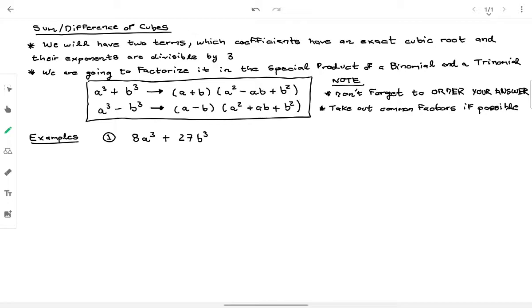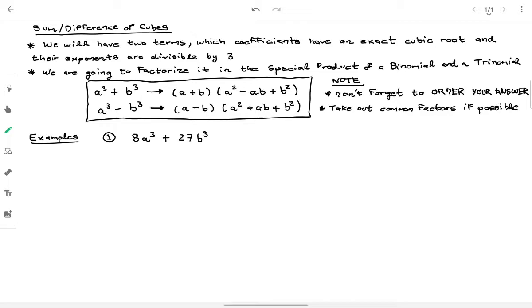That means a number multiplied by itself 3 times to get what the coefficient is. And their exponents in this case must be divisible by 3. Remember, when we look for a square root, the exponents must be divisible by 2. In the case of the cubic root, the exponents need to be divisible by 3.